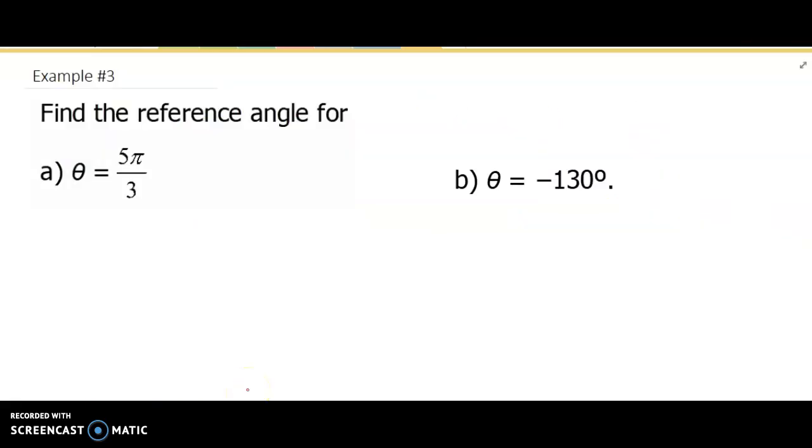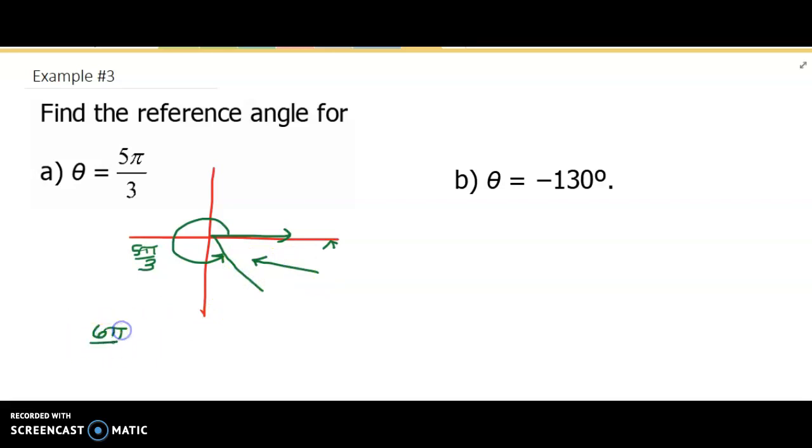All right, so let's look at example 3 now. We want to find the reference angle for these two things. I always like to put these on an axis because it's easier for me to see and draw them in standard position. So if I had theta, theta is 5 pi over 3. All the way around to here would have been 2 pi or 6 pi over 3. So this would be what's left of it, right? So I could say 6 pi over 3 minus 5 pi over 3, and that is just pi over 3.